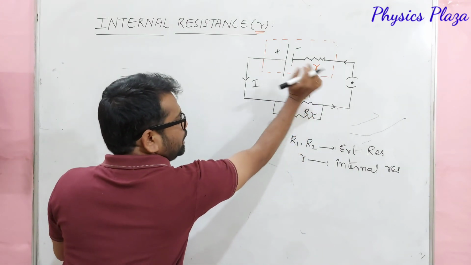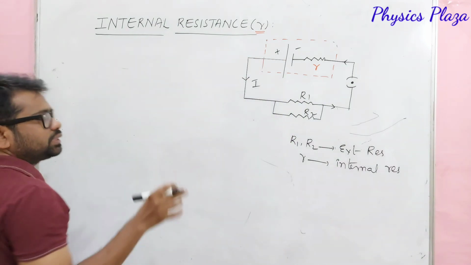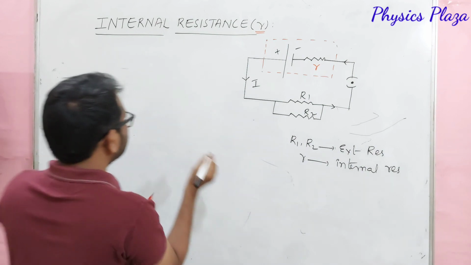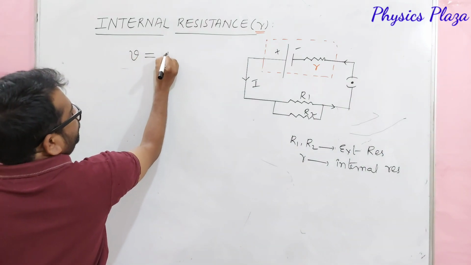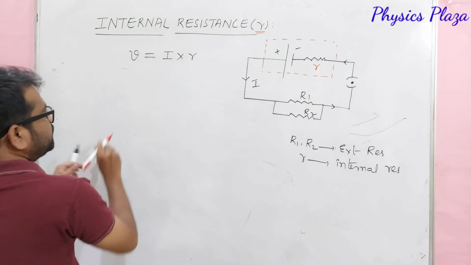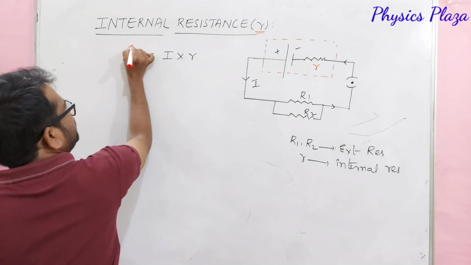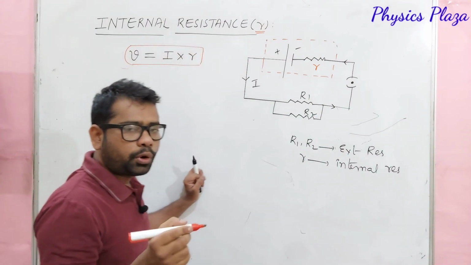Then how to calculate potential drop? Children, potential drop, as I said, we will represent with a small v. So how to calculate potential drop? Total current into internal resistance. Children, I repeat once here. If you multiply total current with internal resistance, you will get the potential drop.